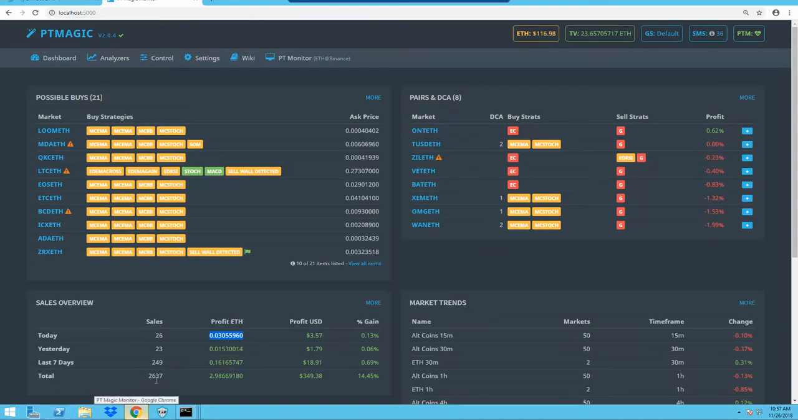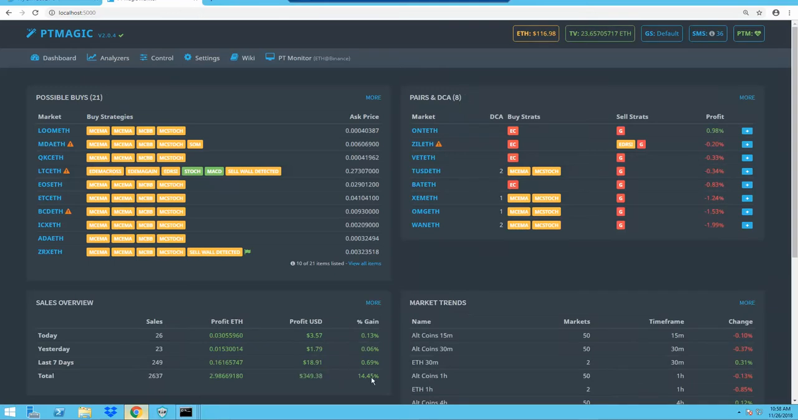Total number of sales since September 11th of 2018, when this strategy had become officially created and completed: 2,637 blockchains were sold, or 2,637 different cryptocurrencies were sold. My Ethereum profit so far since September 11th is 2.98669180. The US dollar amount is $349.38. This is over a period of just 75 days, a little bit more than 2 months and 15 days.